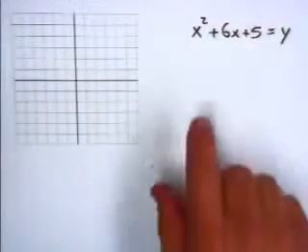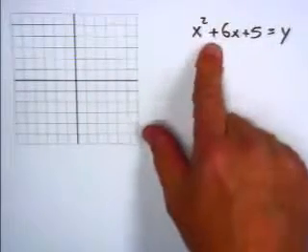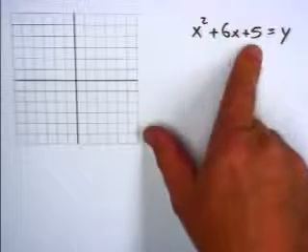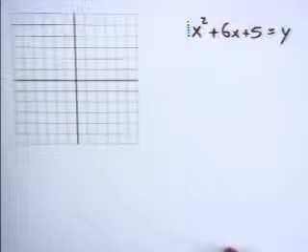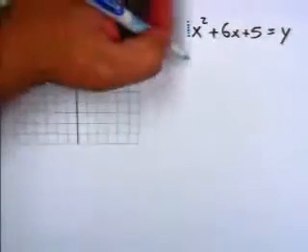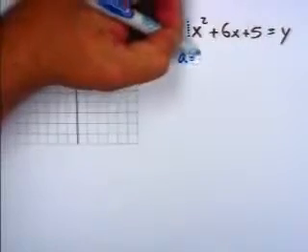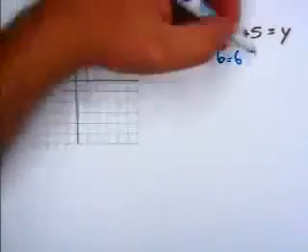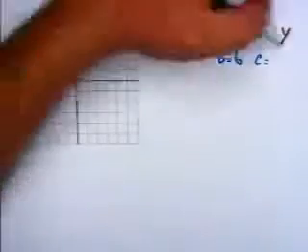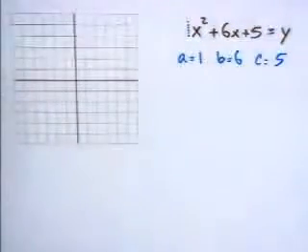Graphing quadratic equations. Here we have a quadratic equation, x squared plus 6x plus 5 equals y. I have to remember that that's 1, so we have to figure out what the coefficients are. A equals 1, B equals 6, C equals 5.